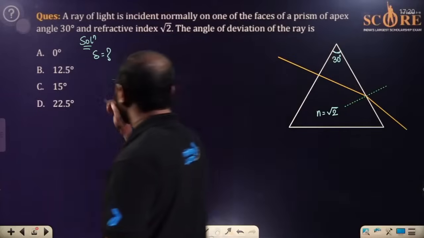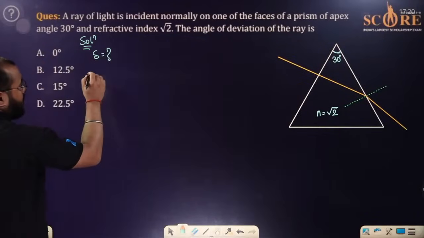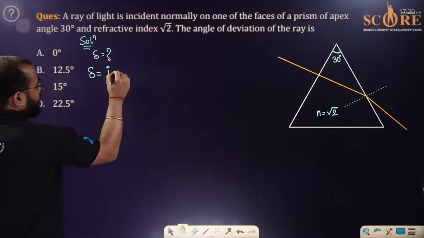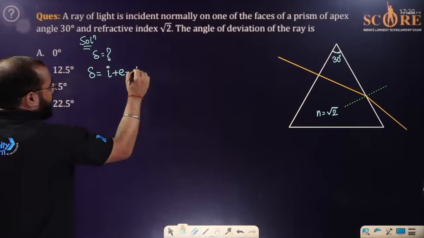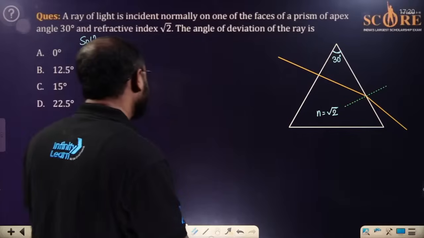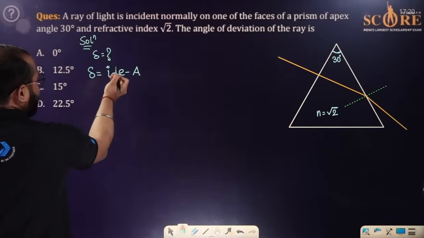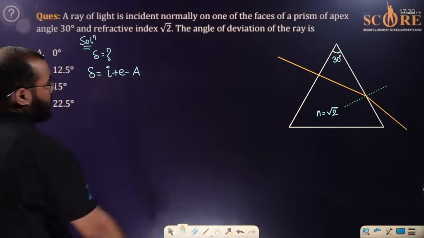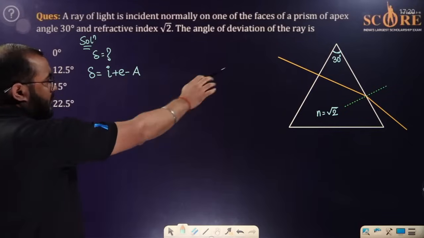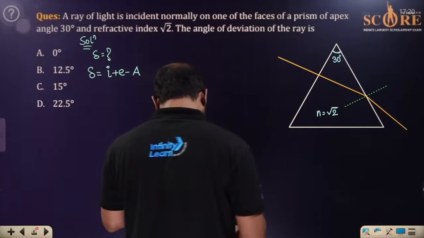Okay, so we have to find out the deviation, everyone. So we know the formula of deviation. Deviation is equal to angle of incidence plus angle of emergence minus the angle of prism, that is 30 degrees. That is all that is given. Fine. Now we have to talk about the incident angle, the emergent angle, and then the prism angle that is given, that is 30 degrees.